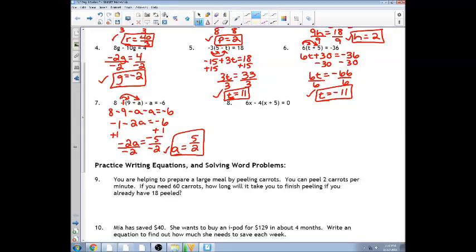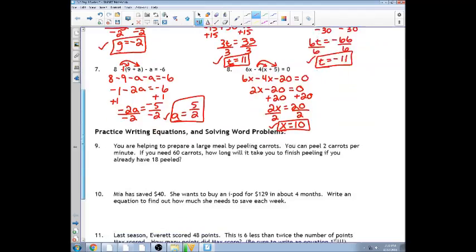Finally, number 8, again, there's nothing I can do inside the parentheses, so I will distribute that negative 4. 6x minus 4x minus 20 would equal 0. 6x minus 4x would be 2x. Minus 20 equals 0. Add 20. Add 20. 2x is equal to 20. Divide by 2. Divide by 2. x equals 10. That should all be review for you from previous lessons.